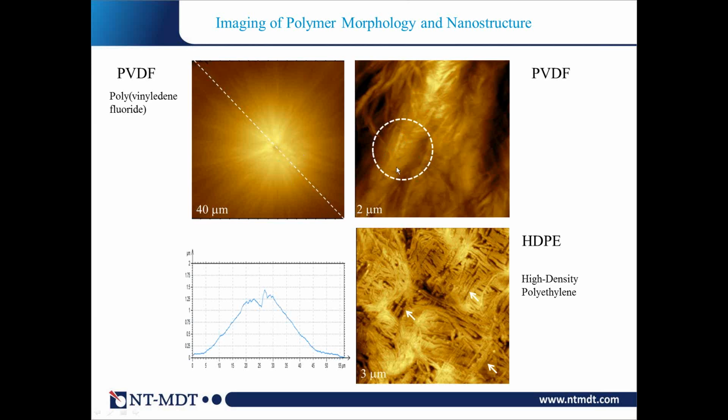You see there are platelets here. These platelets are around 10, 20 nanometers, depending on the polymer. In other polymers, for example in HDPE, high-density polyethylene, the morphology and nanostructure become more peculiar, and you see a lot of these shish kebab structures, which are formed by alternation of the fibrilla and lamella structures on the fibrilla.